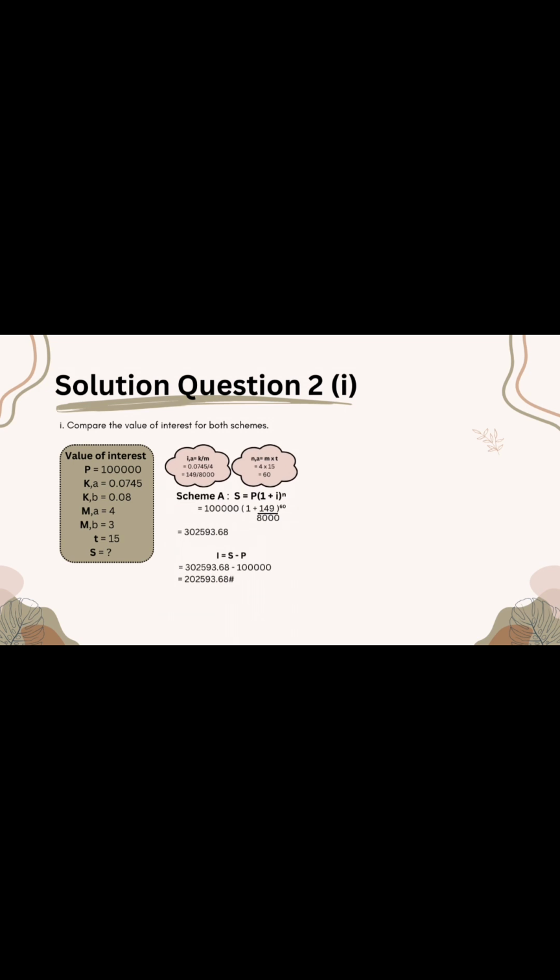In Roman 1, they want us to compare both Scheme A and Scheme B. In this question, we use S equals P multiplied with 1 plus i power of n, and I equals S minus P formula. But first, we have to look for i and n by using i equals k divided by m and n equals m multiplied with t. Let's solve Scheme A first.